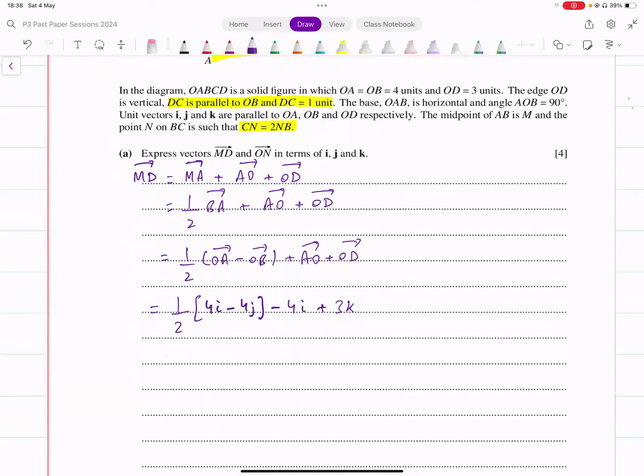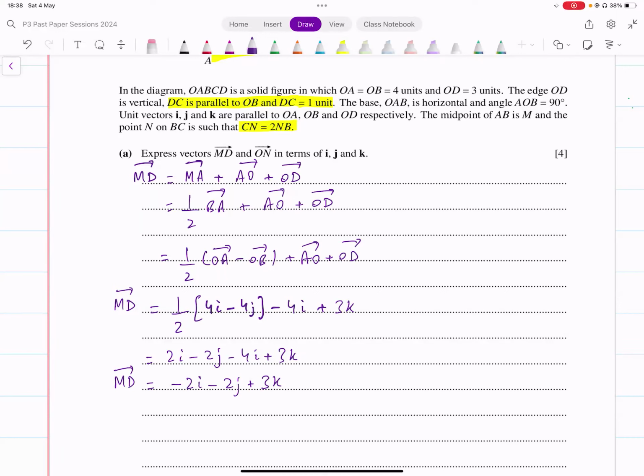This is the vector MD. That was one thing that you were looking for. Let's simplify this. 4i/2, that's 2i minus 2j minus 4i plus 3k. When you simplify this, that gives you minus 2i minus 2j plus 3k. That is the MD vector. Okay, that is one thing that we were looking for here, the vector MD.